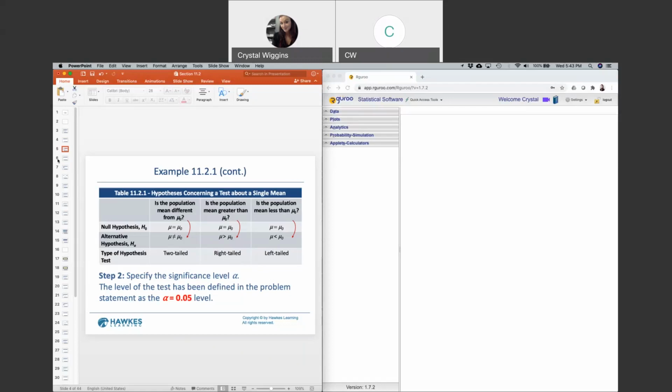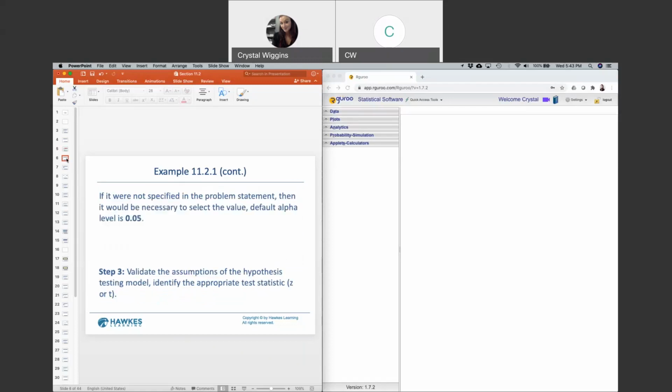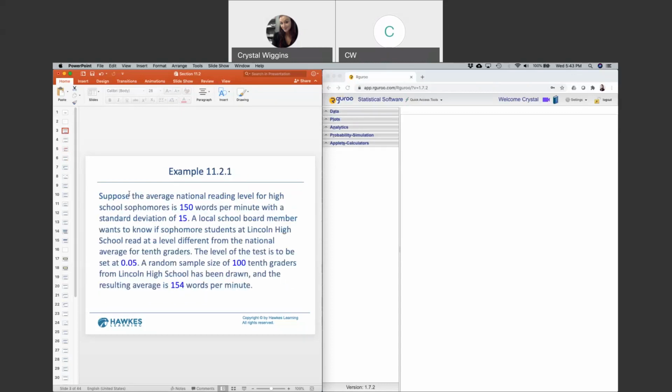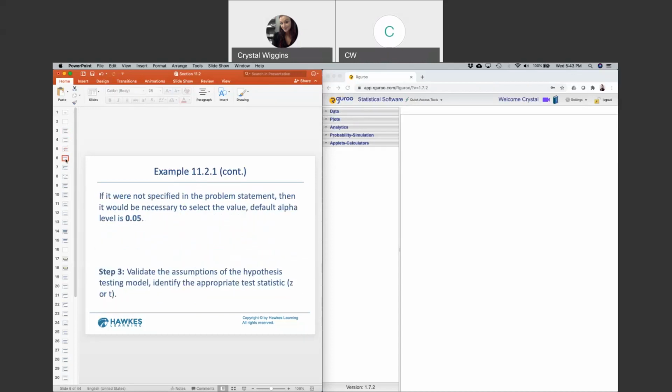So if an alpha level was not specified, recall that the default is 0.05, just like the default for confidence intervals was a 95% confidence interval. Step 3, so step 2 was to, I don't know if I wrote it out. I did. Okay, sorry, I just skipped over it. Step 2 is to specify the significance level. So if it's specified in the problem, great. If it's not, we have a default, as I just read. If we go back to the problem, it was set at 0.05. So that's where we got the 0.05.